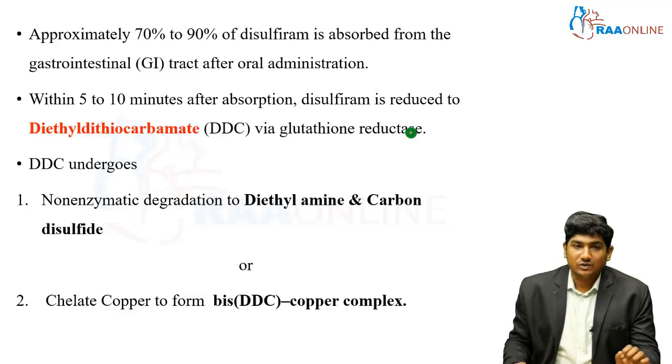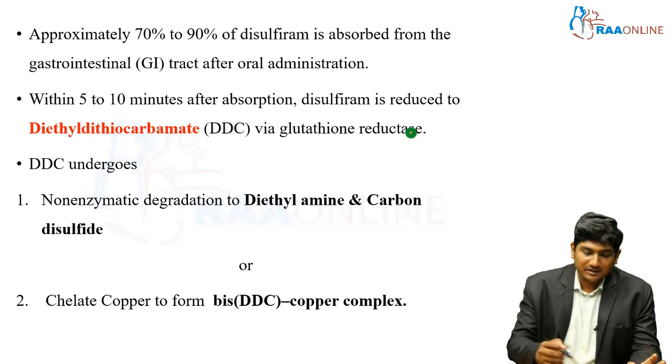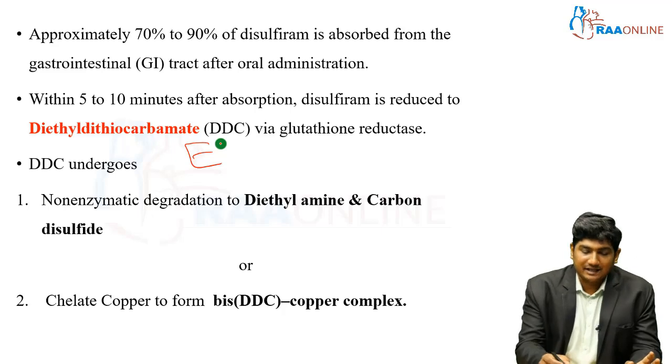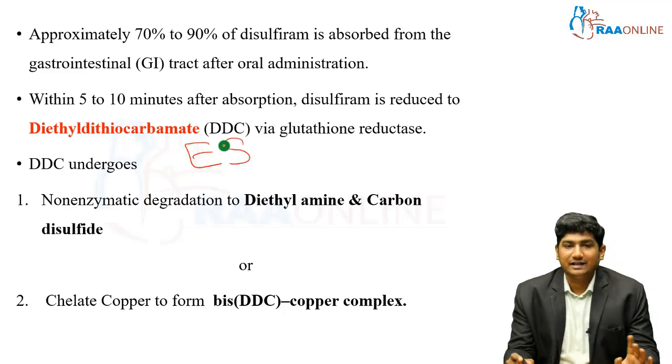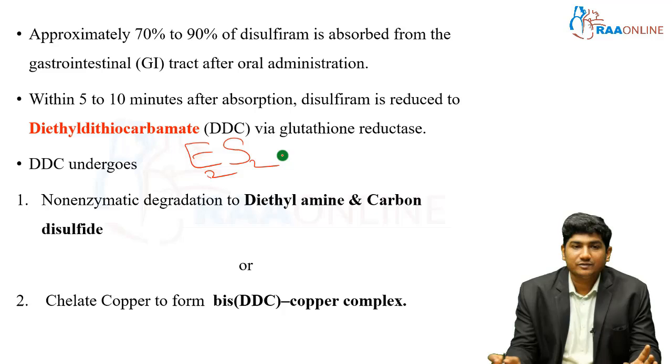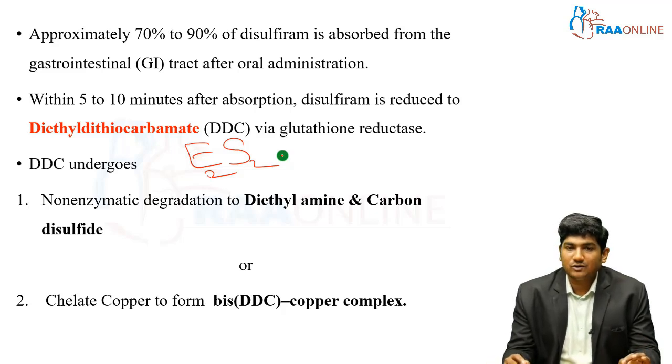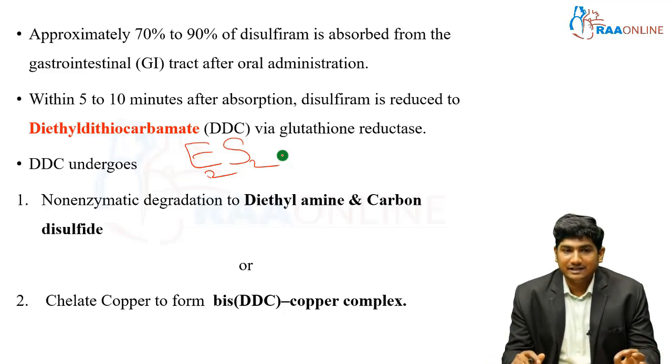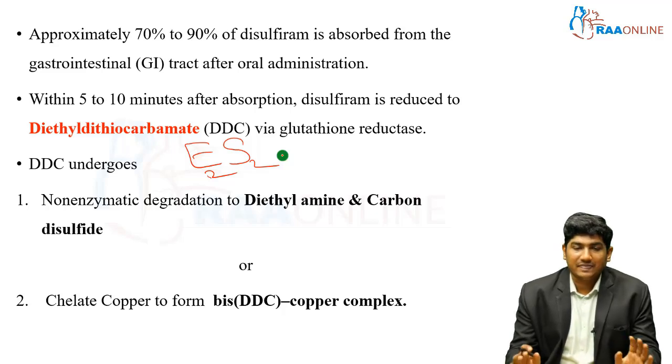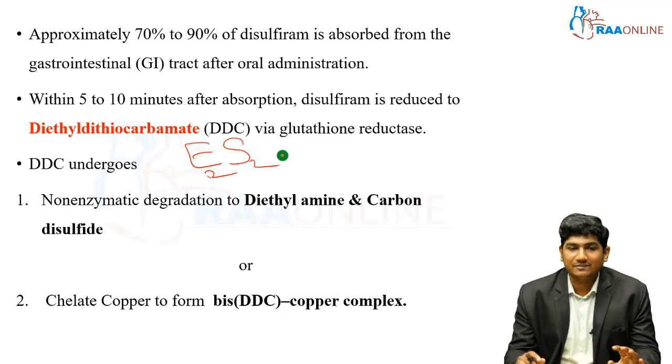Once ingested orally, around 75 to 90% of disulfiram is absorbed from the gastrointestinal tract. Within 5 to 10 minutes of absorption, disulfiram is reduced to DDC via glutathione reductase. DDC is not a big compound, it's diethyl dithiocarbamate. Thio means sulfur, right? So this DDC has two different fates.